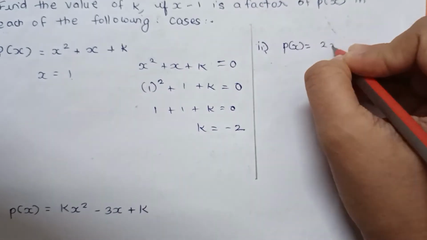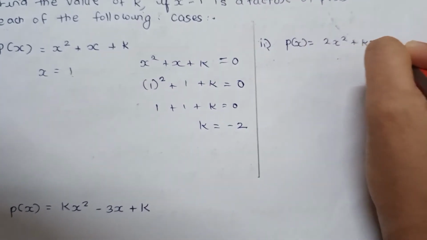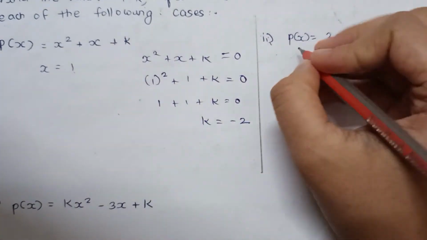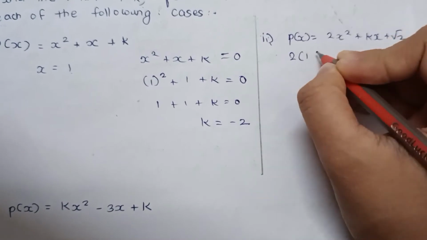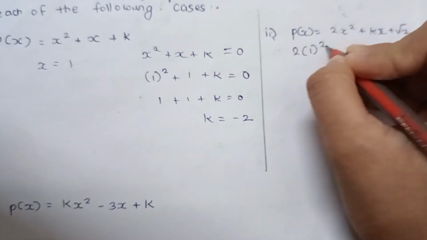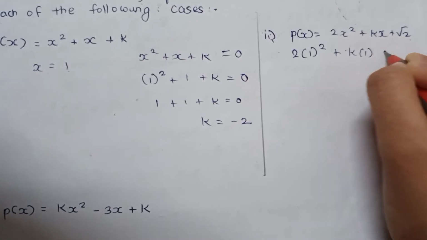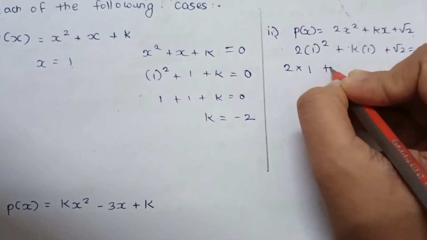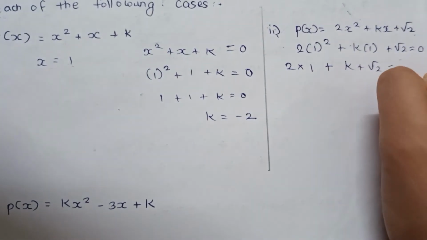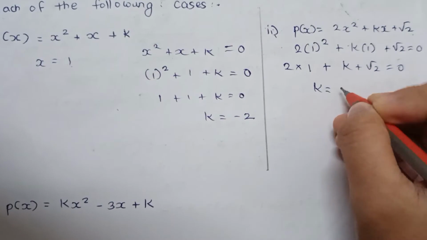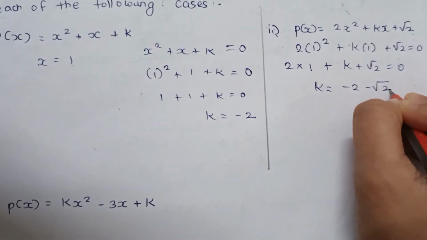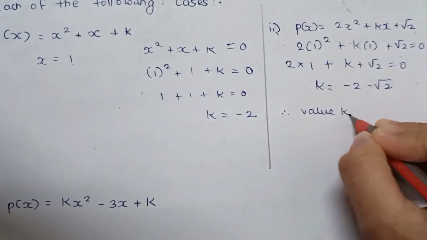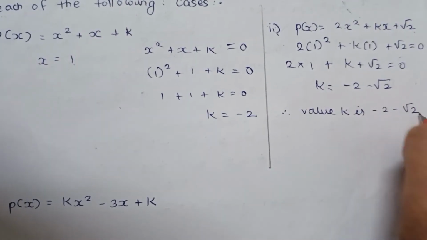Second, px is equal to 2x square plus kx plus root 2. We have already found the value x is equal to 1, so we will substitute x equals 1 in this. Then 2 into 1 plus k plus root 2 is equal to 0. k is equal to minus 2 minus root 2. Therefore the value of k is minus 2 minus root 2.